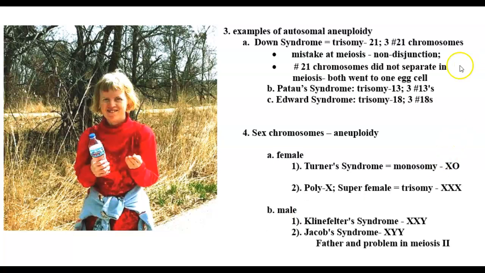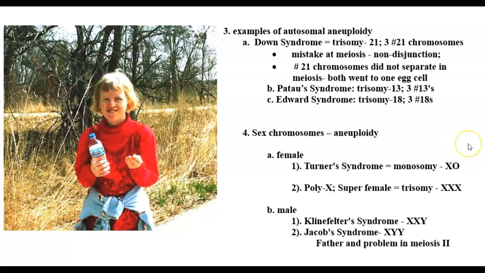So Down syndrome, trisomy 21. So 3 number 21s. So something happened, non-disjunction took place. Number 21 chromosomes did not separate, and both went to one egg cell. Patau syndrome, make sure that's trisomy 13. Edwards syndrome, trisomy 18. These ones right here, the sex chromosome aneuploidies, this is a review from our lab.